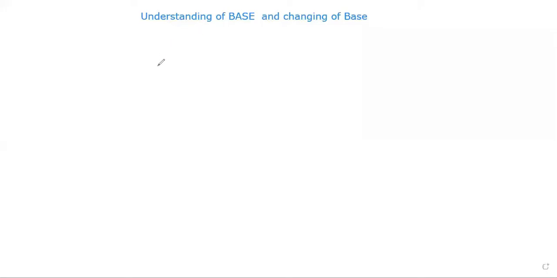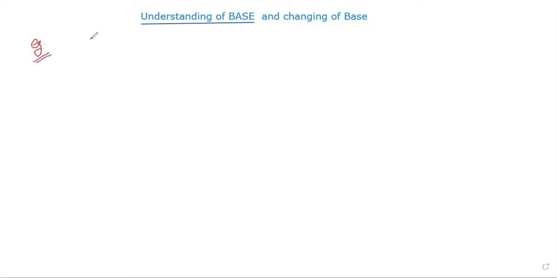The concept of base in percentage is a very important part of solving percentage-related problems. In this case, you have to develop an understanding of the base, that means the value on which we need to calculate the percentage. And sometimes we need to change that base. These are the two things we need to understand in percentage-related problems. For that I will take one example.